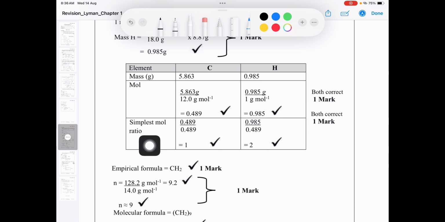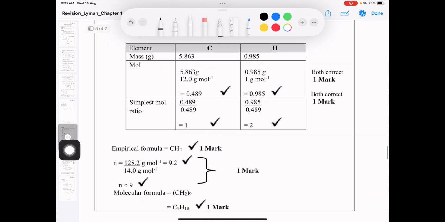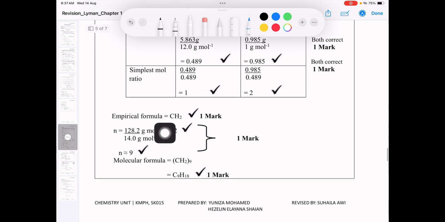Okay, next we calculate the simplest ratio, where the smallest number is 0.489 mole, for the number of moles for carbon. So the simplest ratio for carbon is equal to 1, and for hydrogen is 2. Alright, so another 1 mark for the correct values of the simplest ratio for carbon and hydrogen. Next, the empirical formula for the hydrocarbon is CH2. Okay, so another 1 mark.